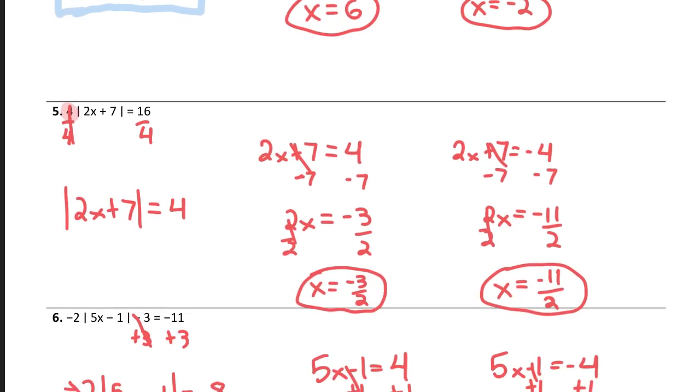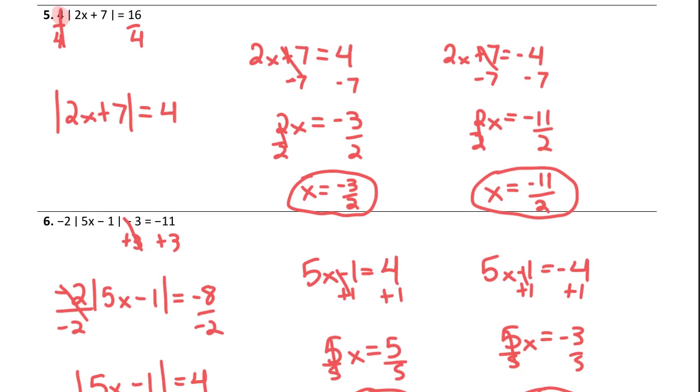In the next one, I didn't show you how to do one like this, but this was 4 times the absolute value. So I divided both sides by 4. I got absolute value of 2x plus 7 is equal to 4. That allowed me to set up my equation where it was set equal to 4 and negative 4. And then I got my solutions negative 3 halves and negative 11 halves. So you can get fractions. Just make sure you're setting up your two equations when you need to.